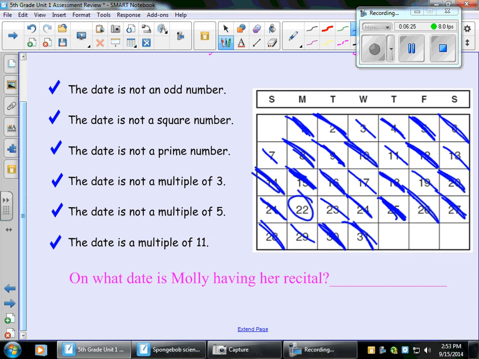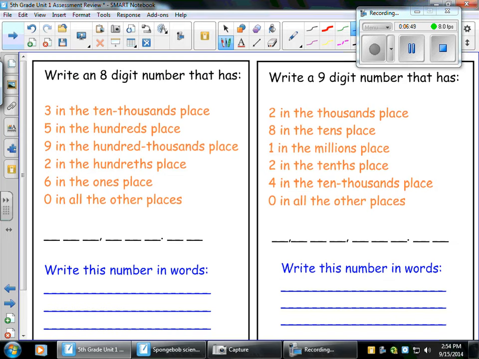Let's go back over these answers. The date is not an odd number, so it has to be even. 22 is even. The date is not a square number. That's not a square number. The date is not a prime number. That's not a prime number. The date is not a multiple of 3. That's not a multiple of 3. The date is not a multiple of 5. Doesn't end with a 0 or 5. And the date is a multiple of 11. That is correct. On what date is Molly having the recital? On the 22nd. Perfect. Next.